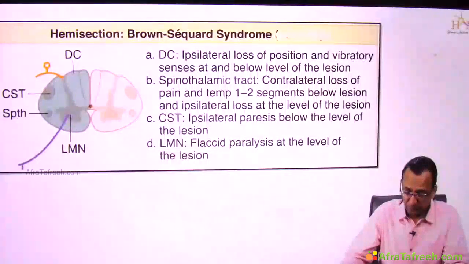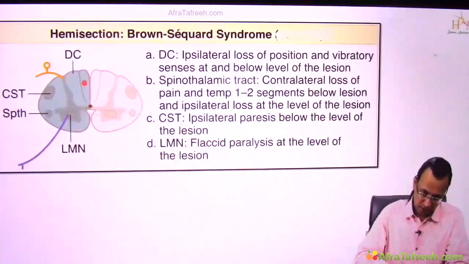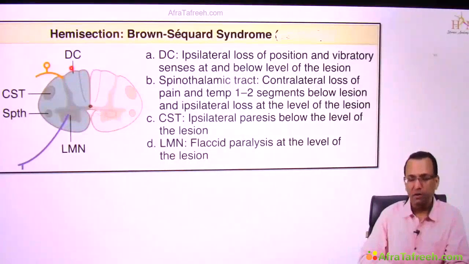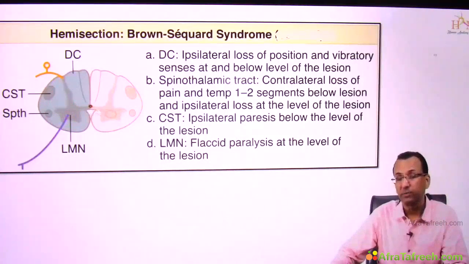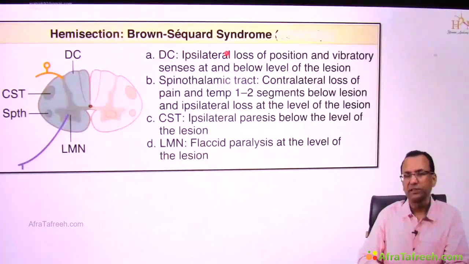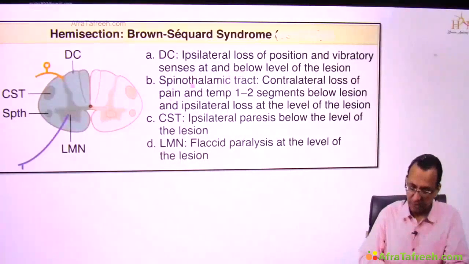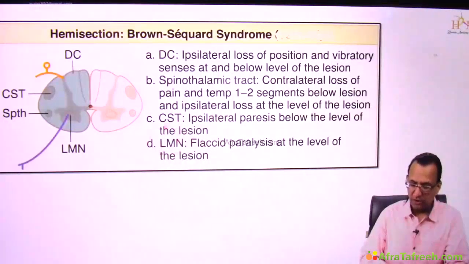And this is one diagram which we are supposed to draw. Now, when you are going to draw this diagram, understand the dorsal column is running on the dorsal side of spinal cord. Corticospinal tract is running laterally. Spinothalamic tract runs anterolaterally, and these are lower motor neurons which are in the gray matter. This is where we are going to focus. See, dorsal column is damaged, so ipsilateral problems of sensations, and the spinothalamic tract injured, so contralateral problems of sensation. If corticospinal tract is injured, ipsilateral spastic paralysis, and if lower motor neurons are injured, there will be flaccid paralysis at the same level. This is our discussion.